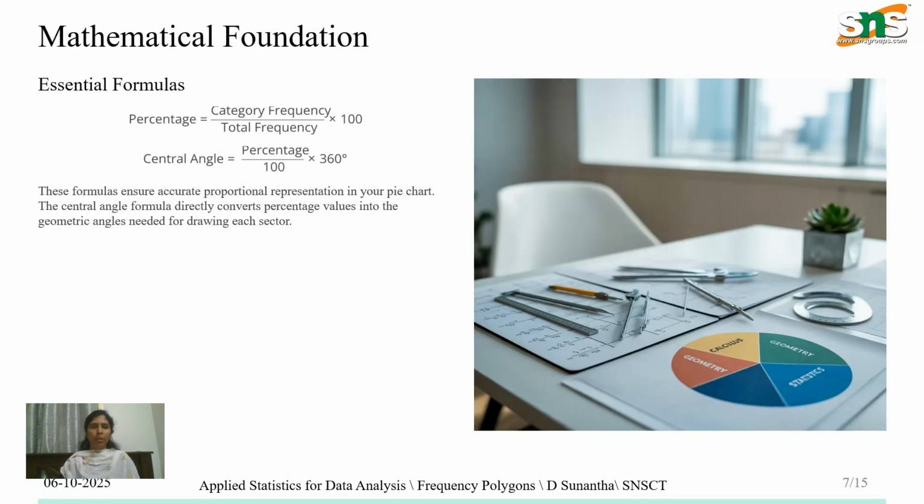Next is mathematical formulation. This is the formula which we use to convert the raw data into percentage and that percentage into a degree format. Percentage equals category frequency divided by total frequency into 100, which is used to convert the raw data into a percentage form. After converting it into a percentage form, we divide it by 100 into 360 to get an angle, that is degree format, which can be incorporated in a pie chart.